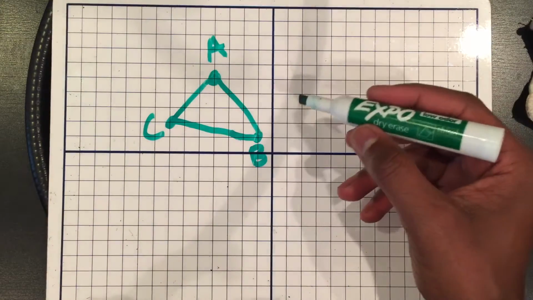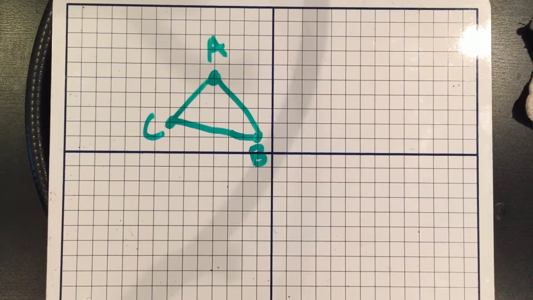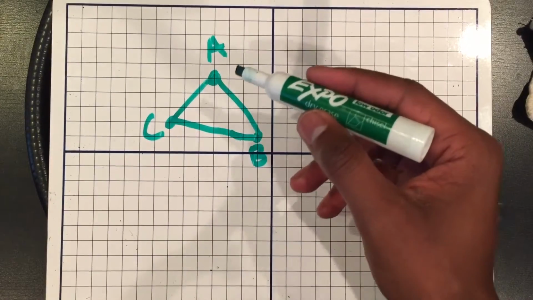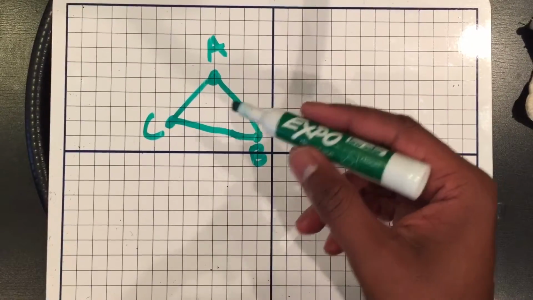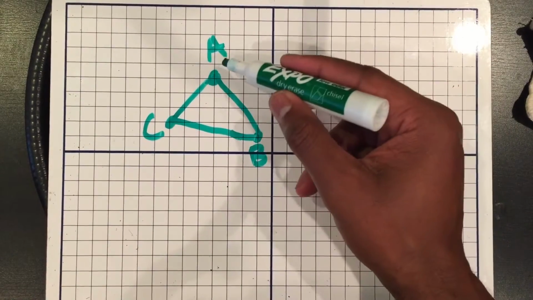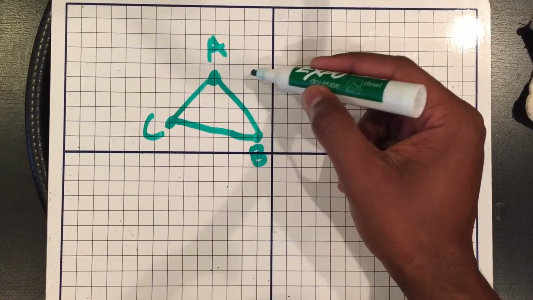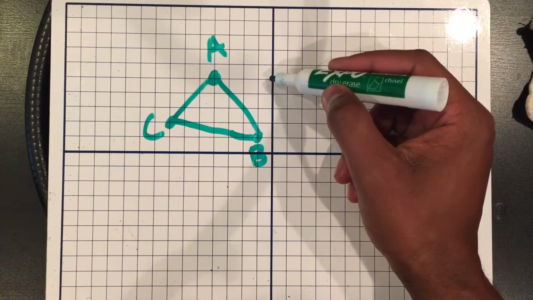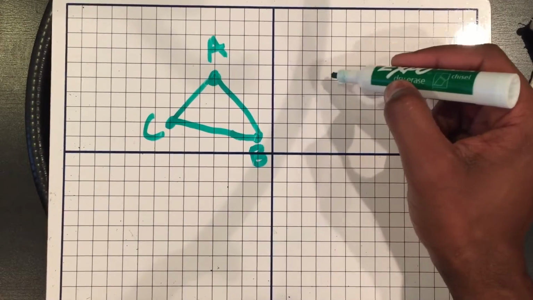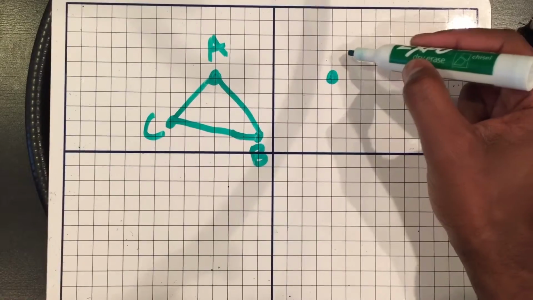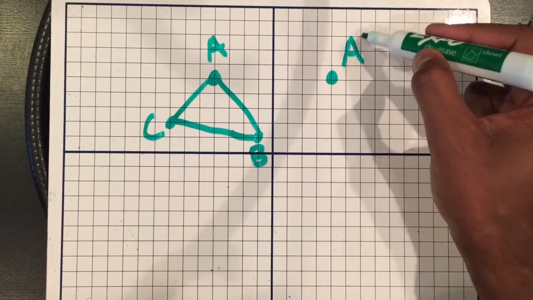To do that, what we want to do is count how far each coordinate is from the y-axis. So if we look at A, we have 1, 2, 3, 4. So we want to move 4 in the right direction. 1, 2, 3, 4. We plot that coordinate. We'll call that A prime.